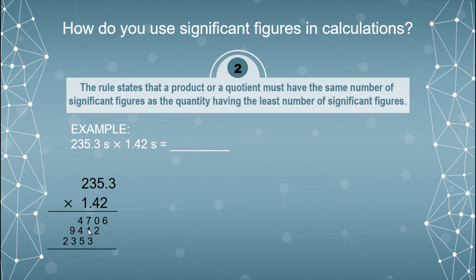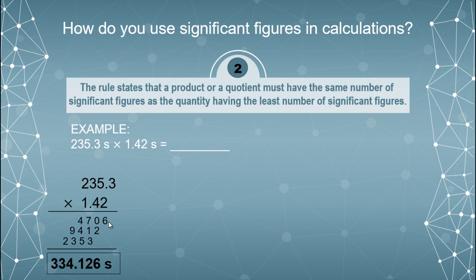When adding, that is 6, 2, 10, 11, carry 1, so that is 5. 9, 14, carry 1, so that is 13, carry 1, then 3. The result is 334.126 seconds. So, what will be our final answer?